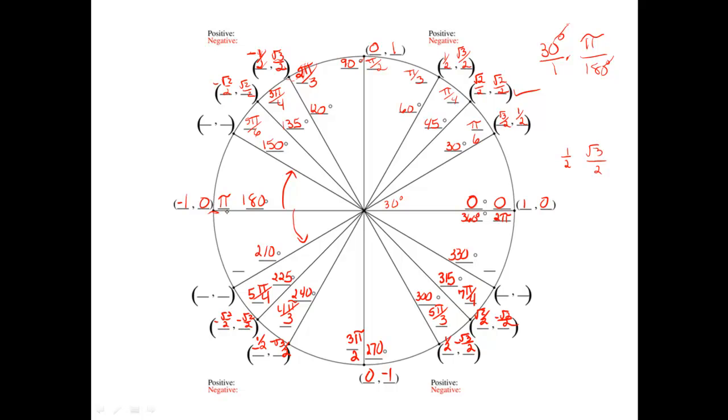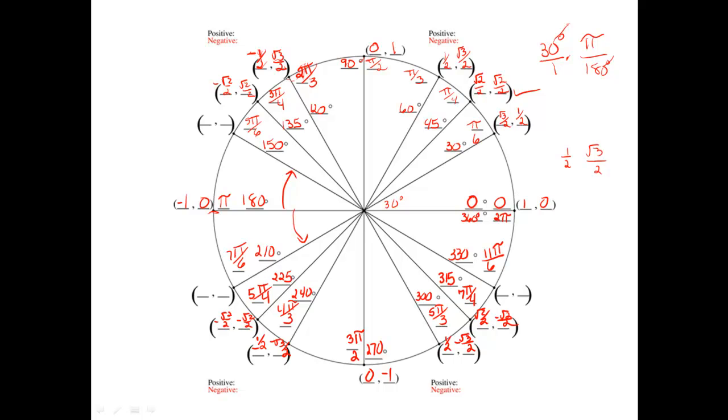6 pi over 6 is pi. I've already done that one. 7 pi over 6 is pi over 6 below the negative x-axis. 8 pi over 6 reduces to 4 pi over 3. 9 pi over 6 reduces to 3 pi over 2. 10 pi over 6 reduces to 5 pi over 3. And 11 pi over 6 is right here, equivalent to 330 degrees. And 12 pi over 6 gets me right back to 2 pi.